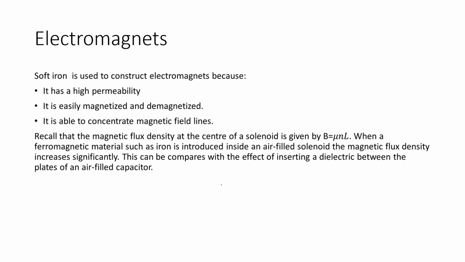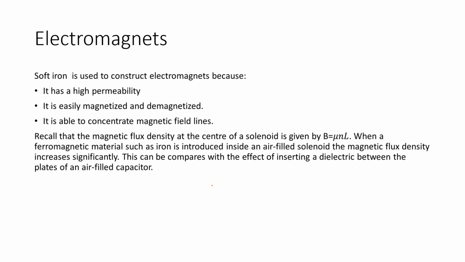Now, the lovely thing about using soft iron to make an electromagnet is that it has what we call high permeability. If you can recall, permeability speaks to the ease with which a magnetic field can pass through a material. So the higher the permeability, the more easily a magnetic field is able to pass through that particular material, and soft iron allows that to happen. Not only that, soft iron is easily magnetized and also easily demagnetized.